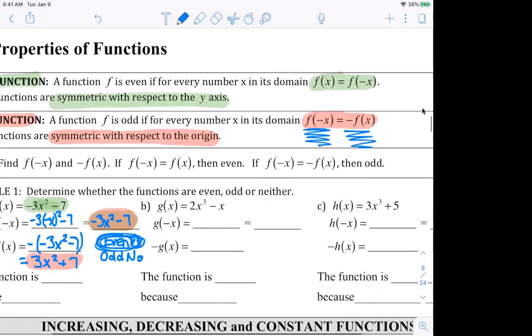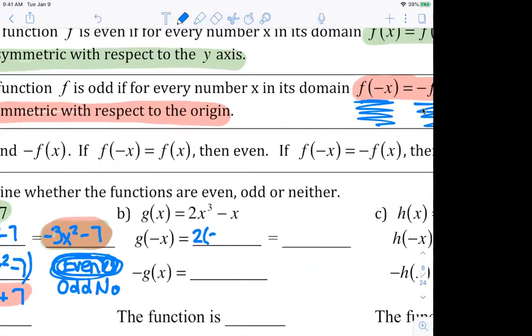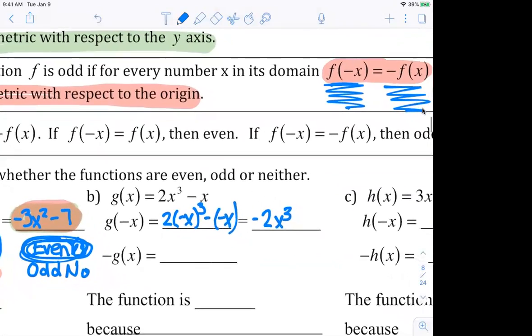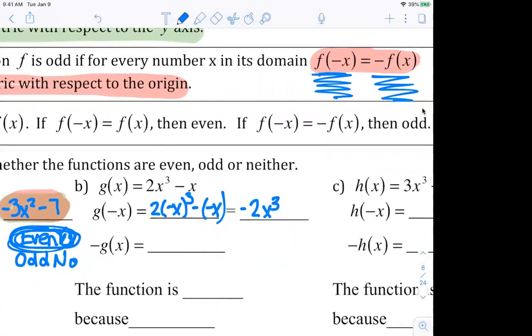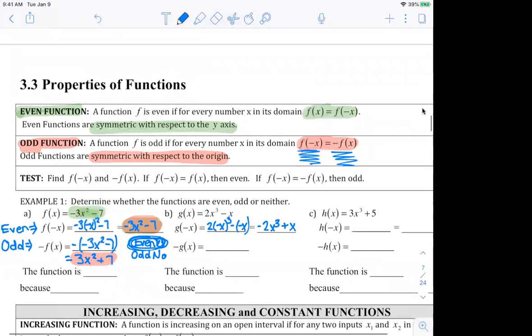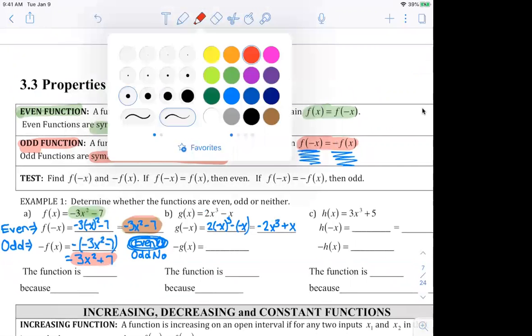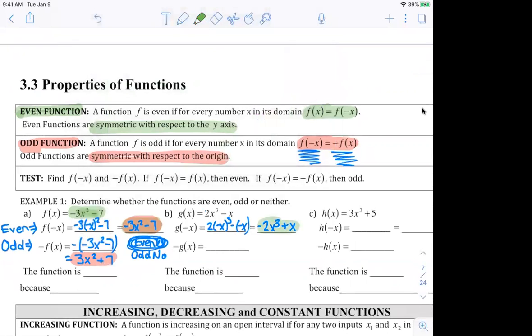So we're going to test if it's even by plugging in negative x. So I'm going to say 2 times negative x cubed minus negative x. And then I'm going to simplify that. Negative x cubed is still a negative, so it's going to be a negative 2x cubed. You need to simplify it. The negative sign should be by the 2, not by the x any longer. Negative times a negative x is a plus x. So that's the simplified answer. And again, for an even function, you're checking: does this function, when I plugged in negative x, equal the original? The answer is no.